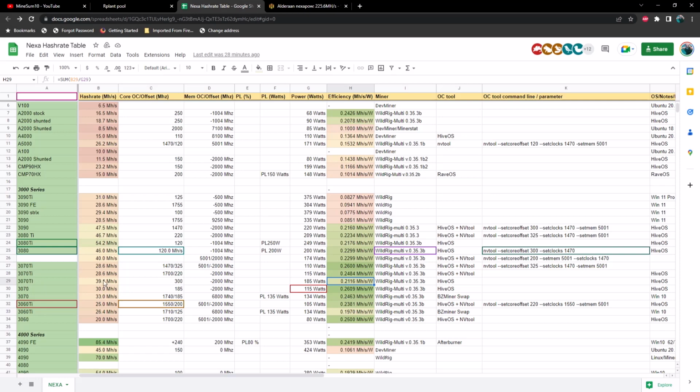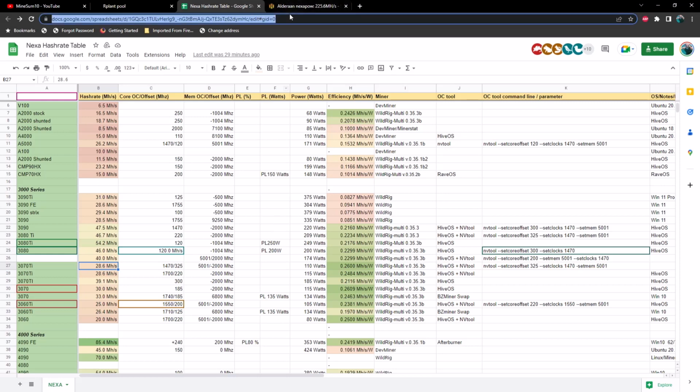For example, this 3070 Ti, 28.6 mega hash at 110 watts, is an efficiency rating of 0.26, which is the best one on here, but we are getting almost 10 mega hash less, about 9 mega hash less. On a scale of 40 mega hash, that's roughly a 25% decrease for only roughly about a 10% increase in efficiency. So depending on your power cost, it may or may not be worth the trade-off to you.